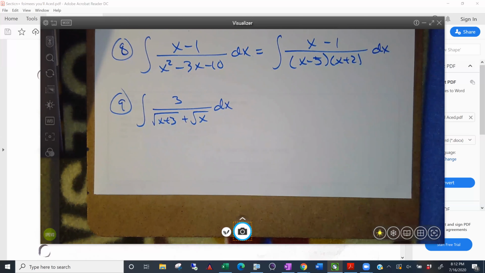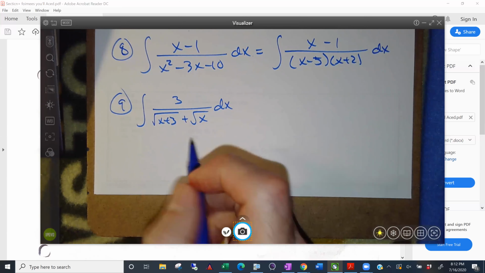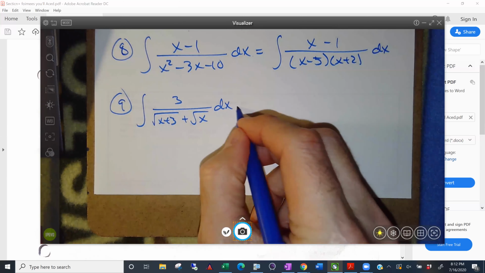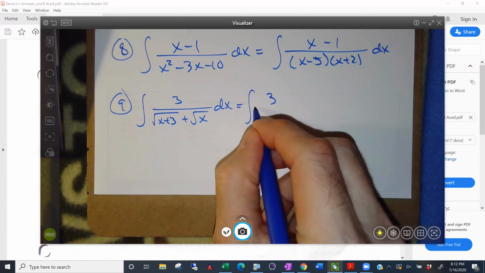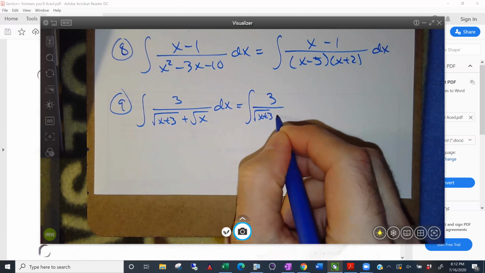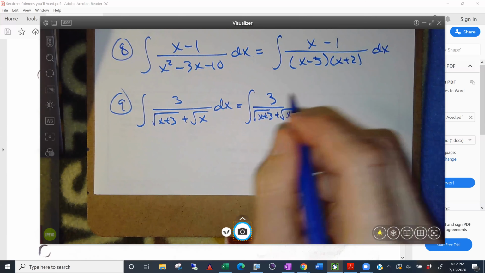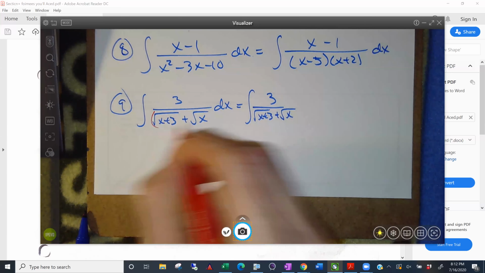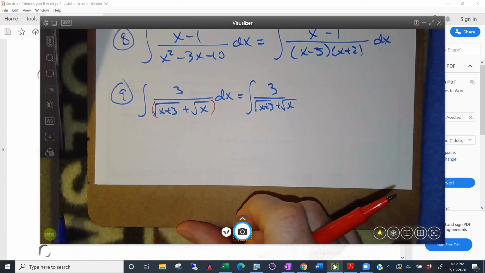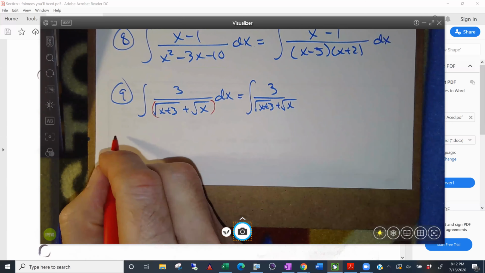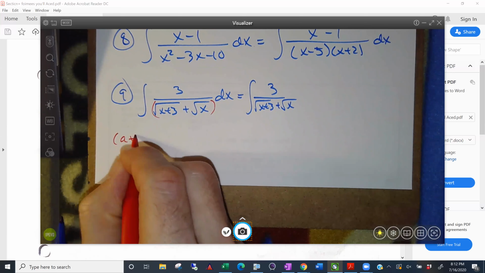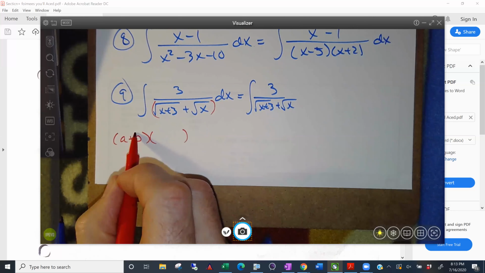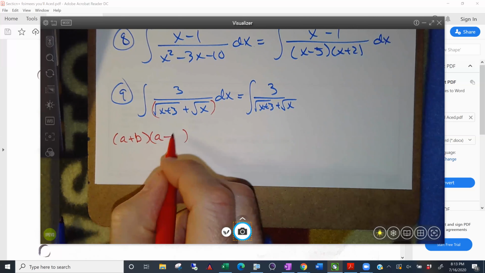Now again, all of our usual tricks don't seem to really want to work out. But there is one that I haven't shown you yet, probably a lot that I haven't shown you yet, but one in particular that might help out for a problem like this. 3 over the square root of x plus 3 plus the square root of x. What if I multiplied by the conjugate of the denominator? Now the reason for doing that is when you multiply a plus b times its conjugate, which is just changing the sign, a minus b.